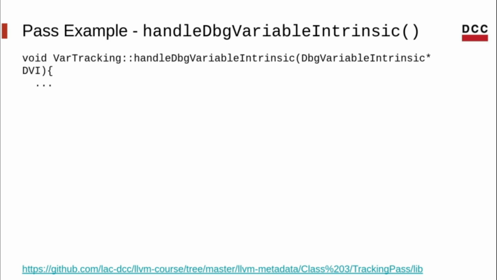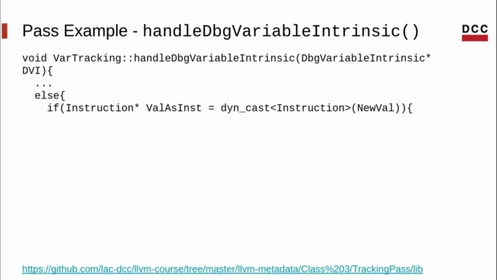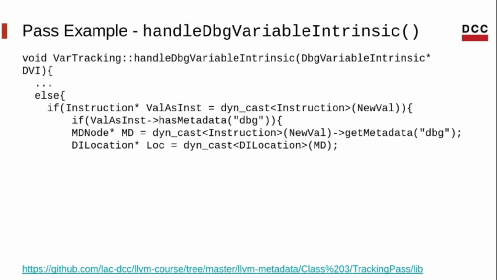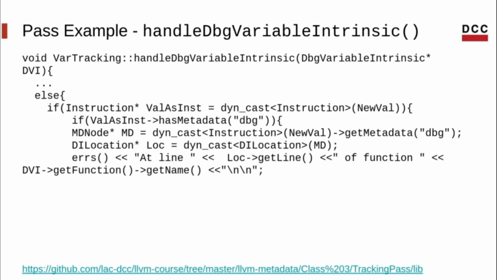Finally, if we have a value that is computed by another instruction, we can get information about the corresponding line in the source code using the same approach as previously discussed, getting the metadata tag attached to it and printing the line. Then we finish with our function.